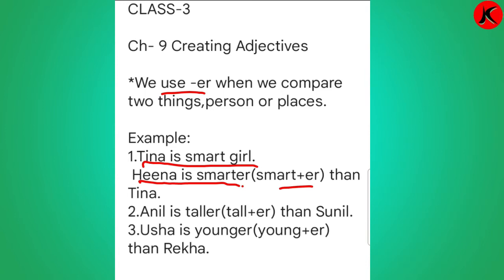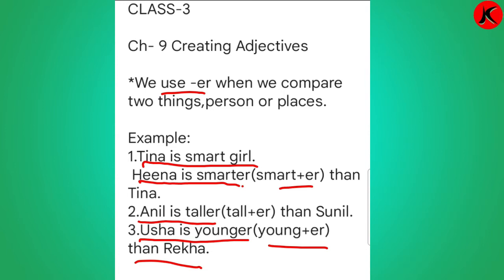Number 2, Anil is taller. Tall, after adding er, becomes taller than Sunil. Sunil is also tall, but Anil is taller than Sunil. Number 3, Usha is younger. Young plus er, so it becomes younger than Rekha. Rekha too is young, but Usha is younger than Rekha.